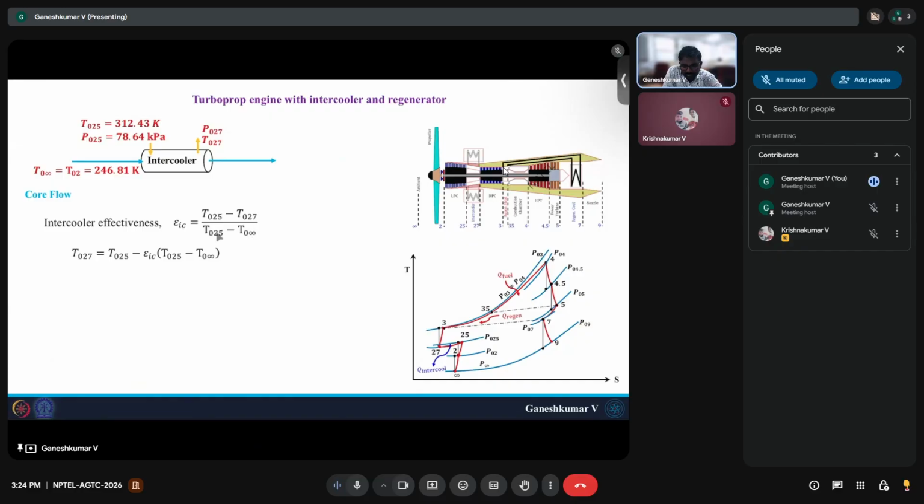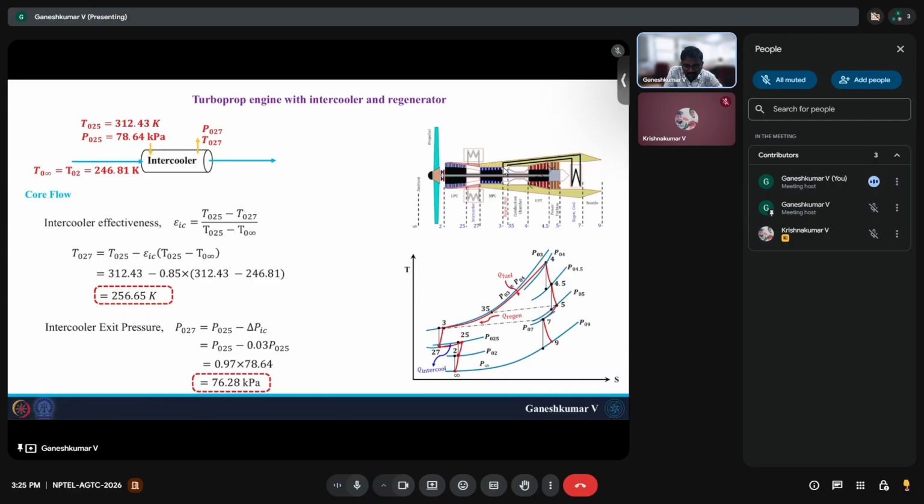So the total temperature change is T025 minus T027 divided by T025 minus T0 infinity. This is the actual temperature change divided by the maximum possible temperature change that you can get, which is the intercooler effectiveness formula. So you rearrange them to find the temperature at the exit of the intercooler, which is 256.65. So from 312 it has reduced by around 60 Kelvin. Okay, and the intercooler exit pressure is around 76.28 kilopascal. A 3% loss of pressure has happened. From 78.64 it has reduced to 76.28 kilopascal.